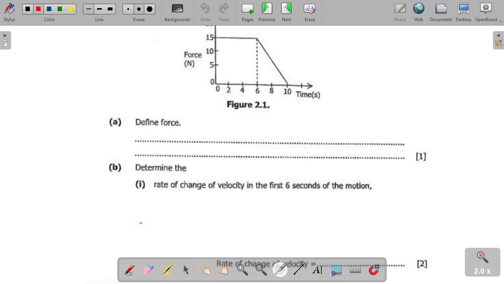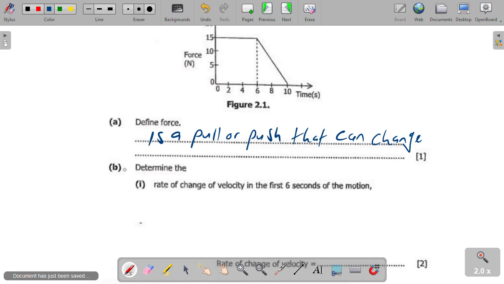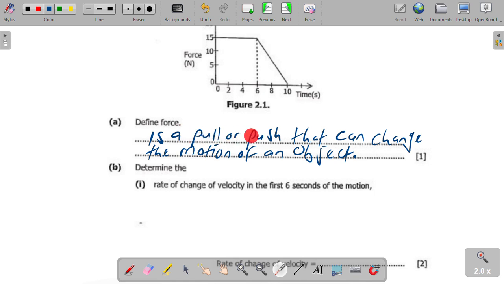The examiner is asking you to define force. Okay, so in physics, force is a pull or push that can change the motion of an object, full stop.